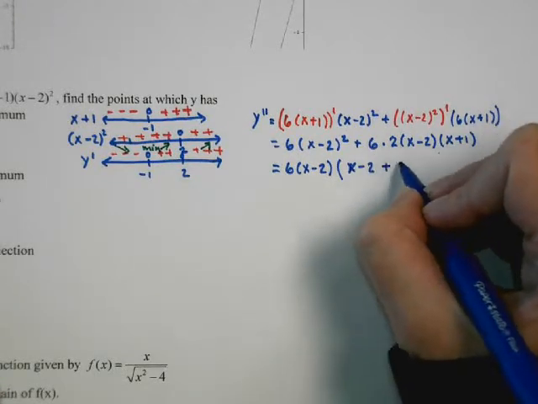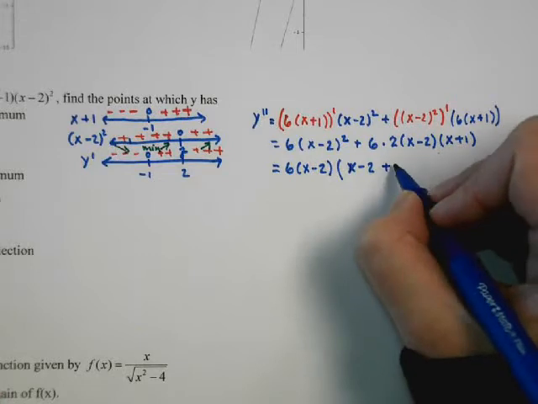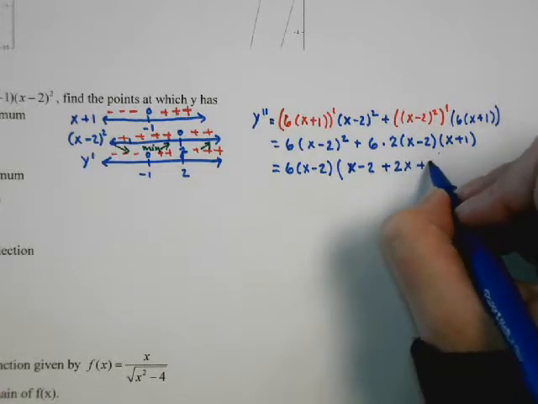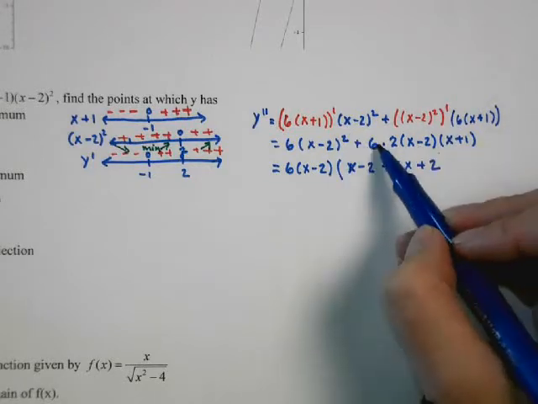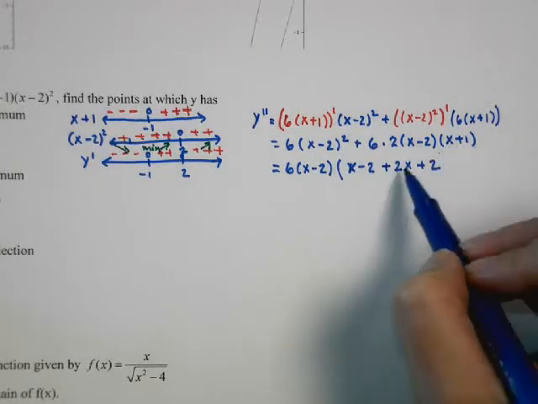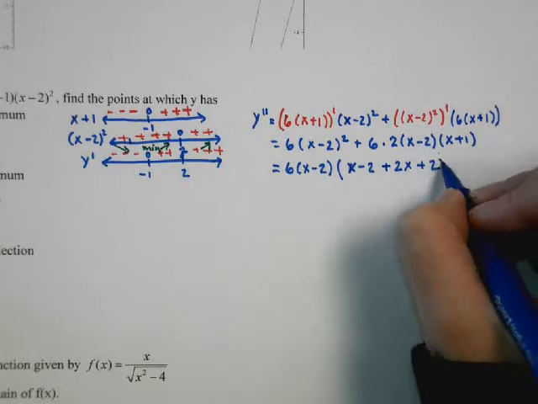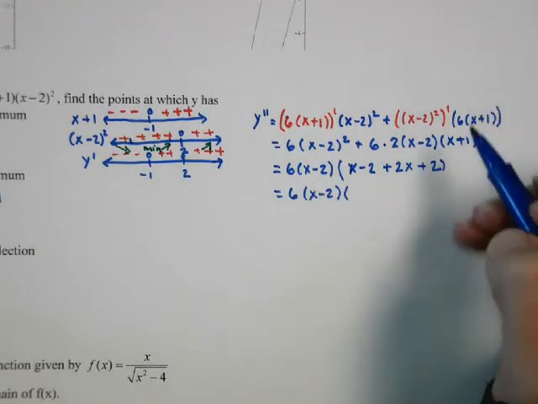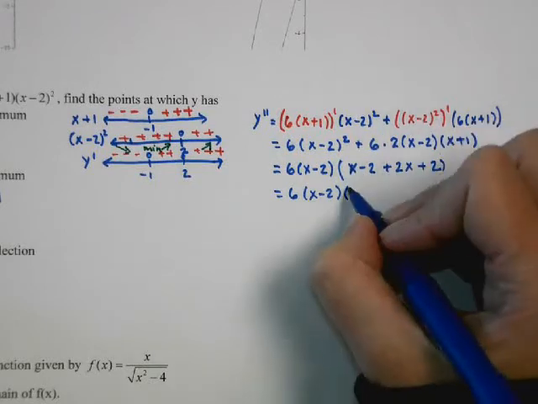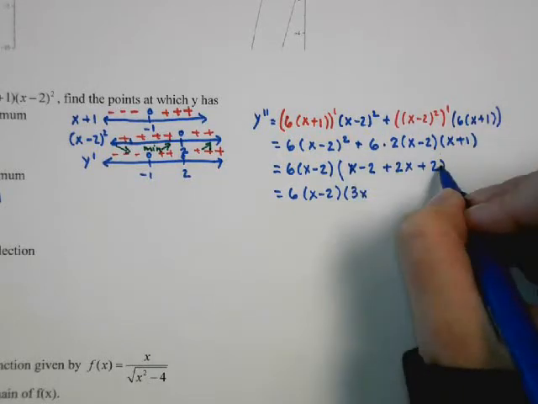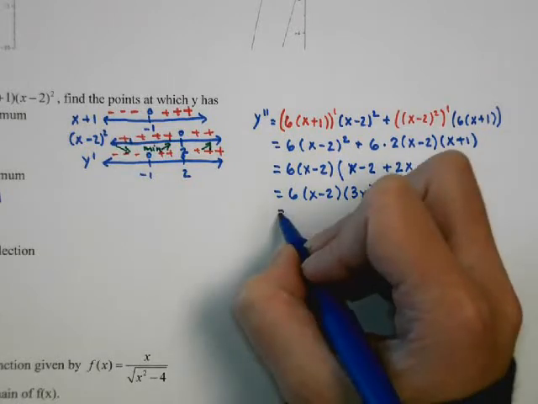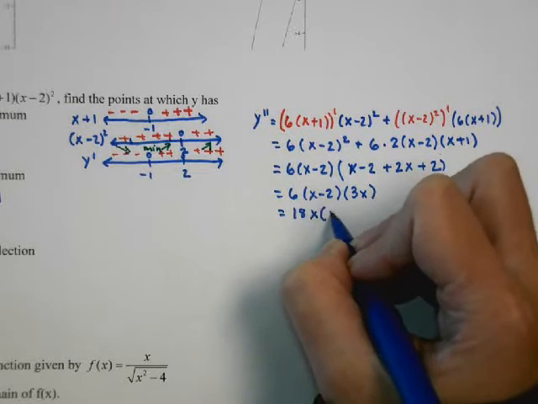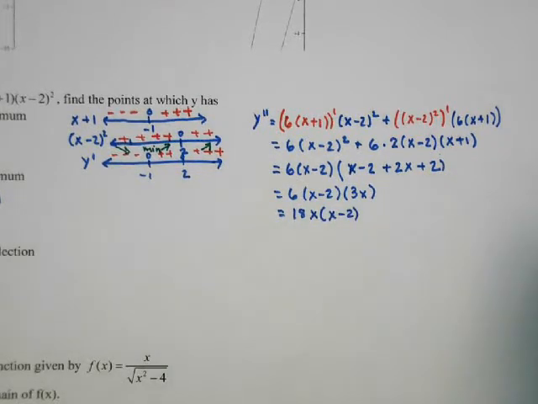Here I'm going to have, pull this out, a 2 times x plus 1, so it's going to be 2x plus 2. So this gets pulled out, this gets pulled out, 2 times x plus 1, 2x plus 2. So we have 6 times x minus 2, and then we have x plus 2x is 3x, and minus 2 plus 2 is 0. So this is going to be 18x times x minus 2.